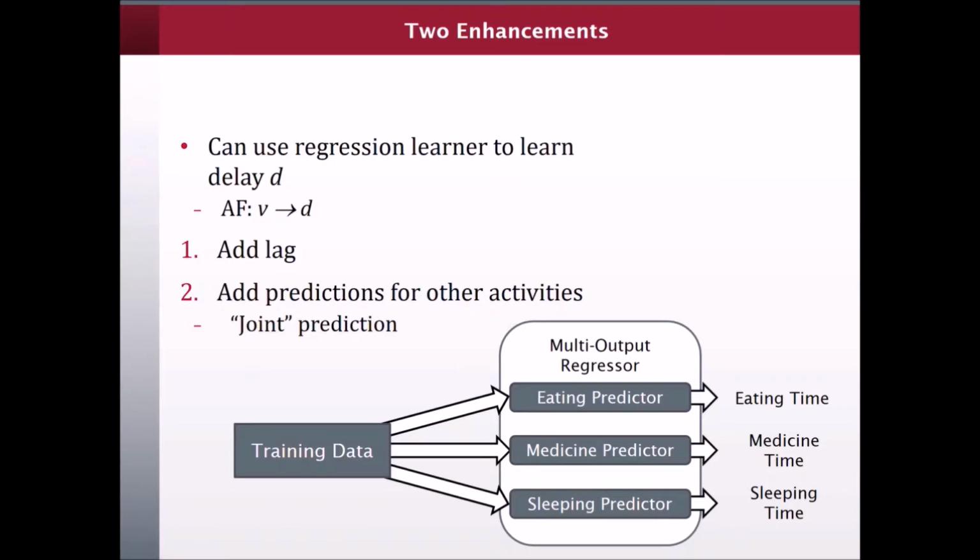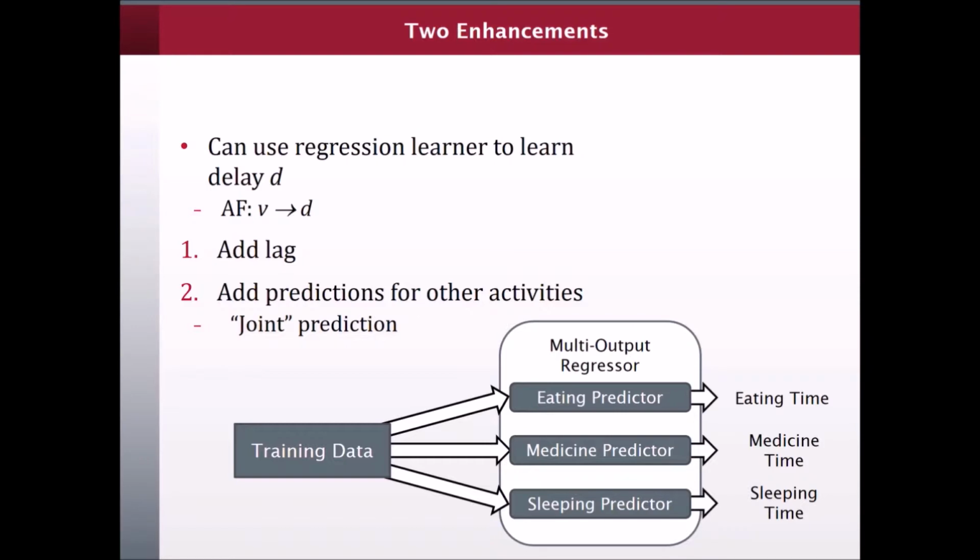Each one of these forecasted values, or these learned delay values D, are then added to the feature vector for a second round of regression-based learning, in which we update the forecasted time for eating, take medicine, and sleeping. The justification here is that the relationship in time between different activities can be very important in determining when an activity will occur.